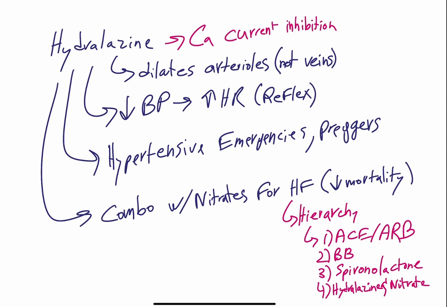In terms of heart failure treatment hierarchy, first, ACE inhibitors or ARBs, second, beta blockers, then spironolactone, finally, hydralazine plus nitrates. All of these decrease mortality. You have to memorize this list.